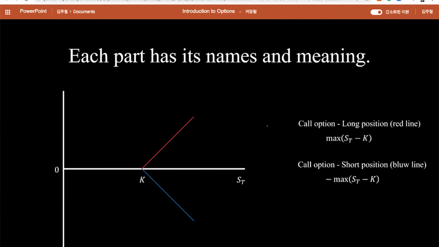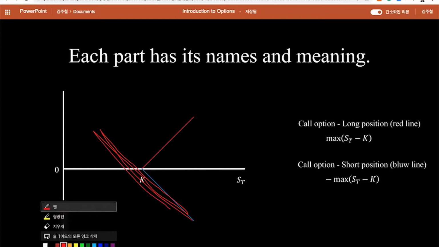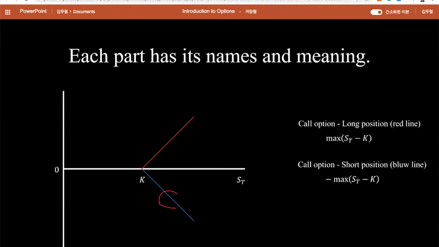So if it is K minus ST, then that represents the whole part of this line. But if you want to express just this part, you can write it, it's not max, it's the minimum of K minus ST comma 0. So this is one solution.